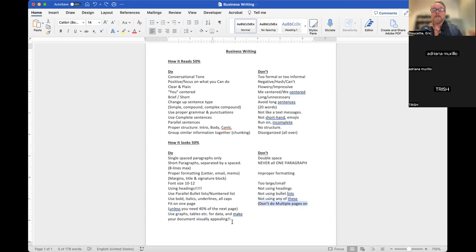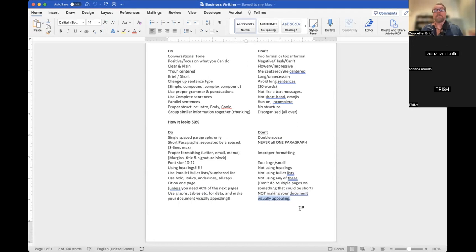Don't do multiple pages on something that could be short, and don't fail to make your document visually appealing. So those are the don'ts that I have. So that's pretty much it as far as the do's and don'ts of business writing.